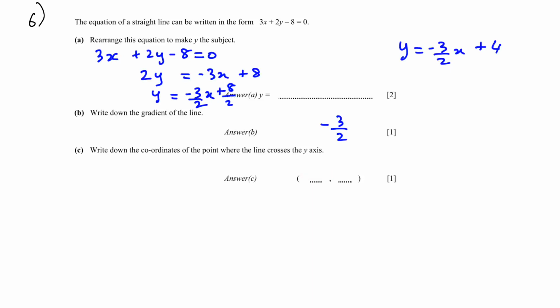Next part of the question, write down the coordinates of the point where the line crosses the y-axis. So we know by now very well that when the line crosses the y-axis, x is 0. So in place of x, we will put 0. This will give us 4. So what is the coordinate? x is 0 and y is 4.